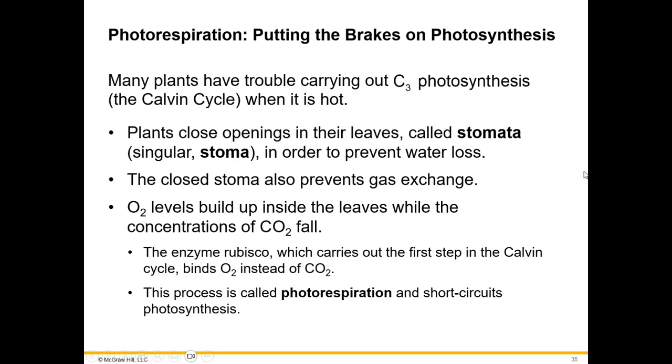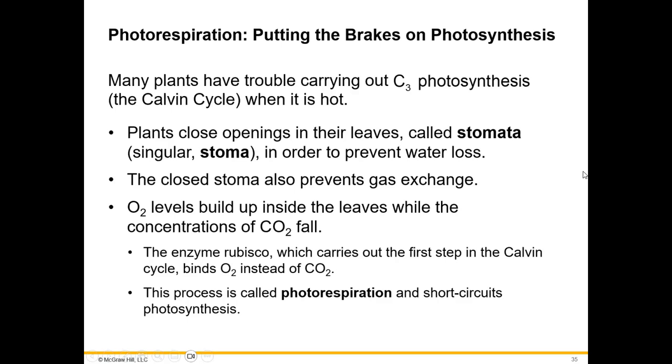So if we've closed our stomata, we don't have any gas exchange, no CO2 is coming in, no oxygen is leaving. As a result, oxygen levels are going to build up inside the leaves, and we're going to get less and less concentration of CO2, which plants need. As a result, that enzyme, rubisco, which normally binds to CO2, is going to start binding to oxygen instead, because there's a super high concentration of oxygen because none of it has been able to leave. And this process is called photorespiration.